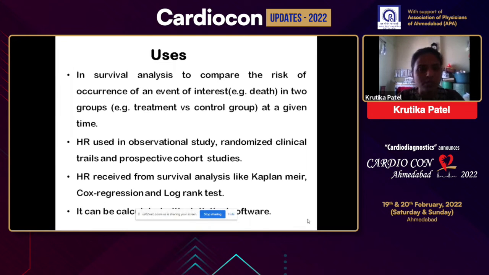Uses of hazard ratio in survival analysis: to compare the risk of occurrence of an event of interest, for example death, in two groups, for example treatment versus control group, at a given time. Hazard ratio is used in observational studies, randomized clinical trials, and prospective cohort studies. Hazard ratio is received from survival analysis like Kaplan-Meier, Cox regression, and log-rank test. It can also be calculated from statistical software.